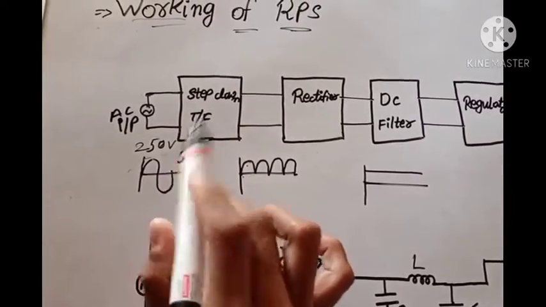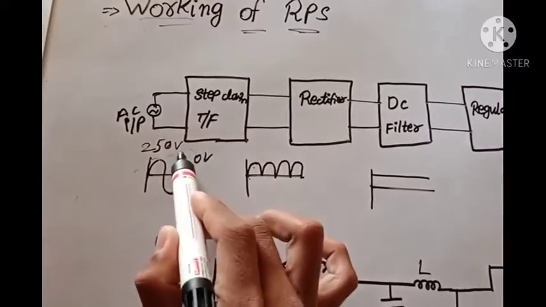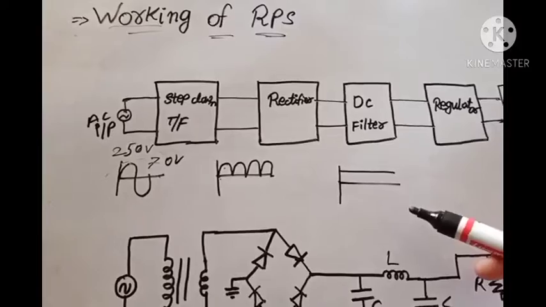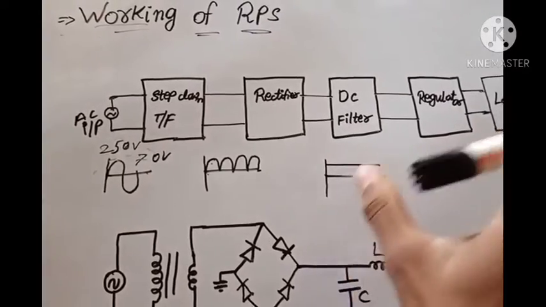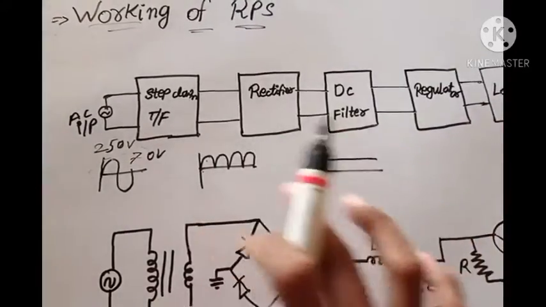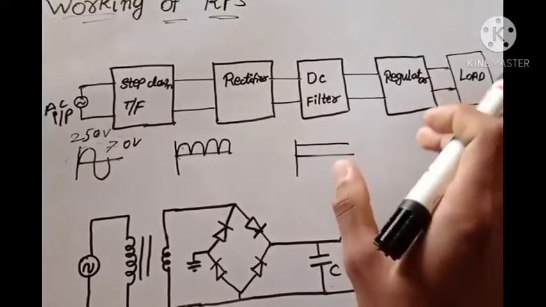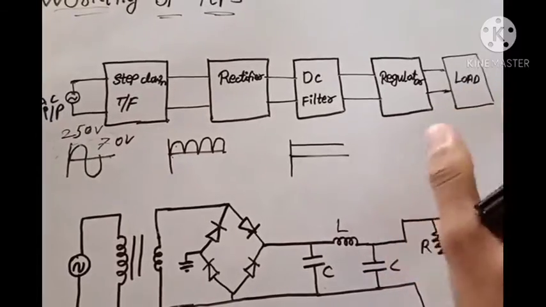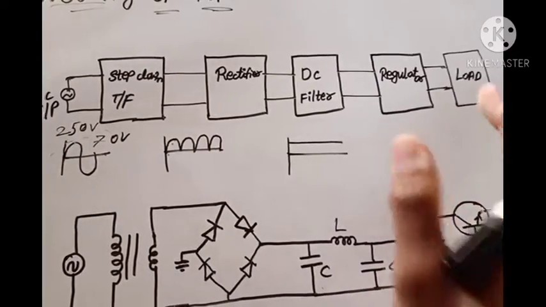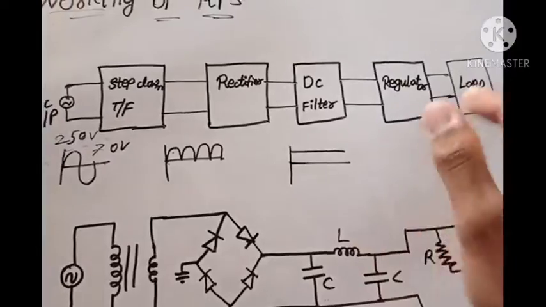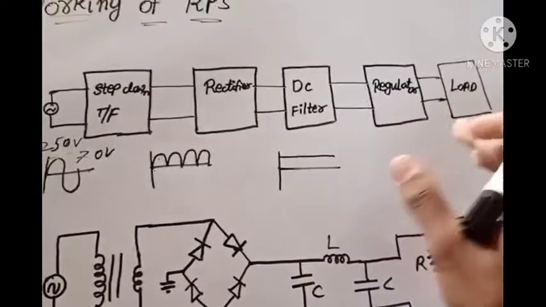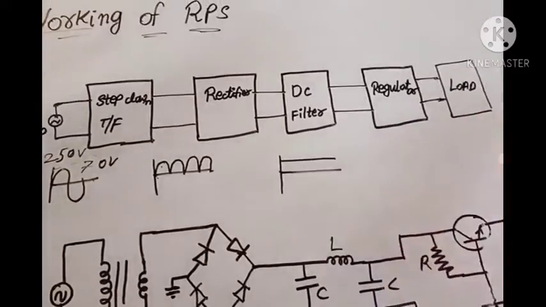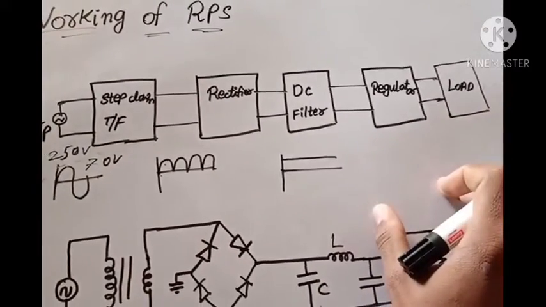Automatically the secondary voltage will be raised up to, for example, 70 volts, then automatically the DC output will be raised. So to reduce these types of fluctuations in the rise and fall of DC output voltage, we are using a regulator in the circuit to reduce the rise and fall of the voltage. And to maintain the voltage in a constant manner to the load, we are using a regulator in the circuit.